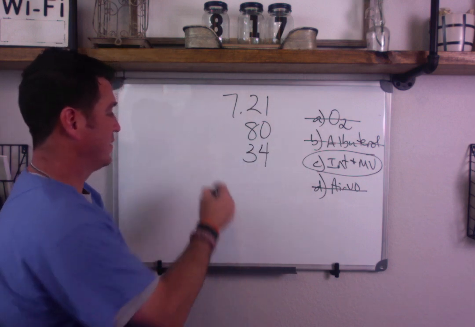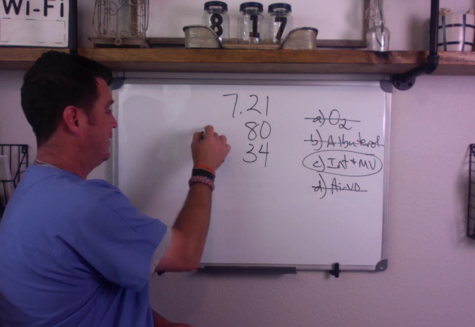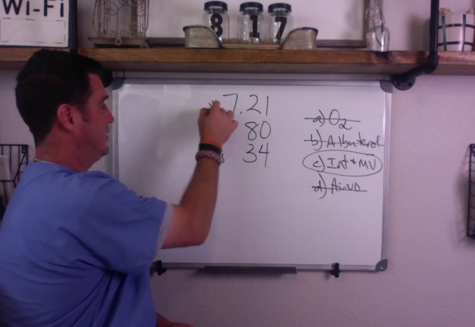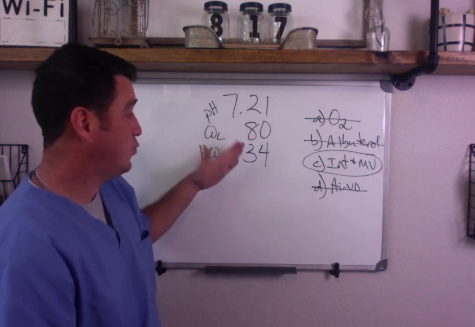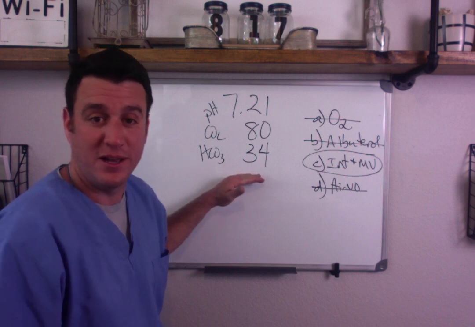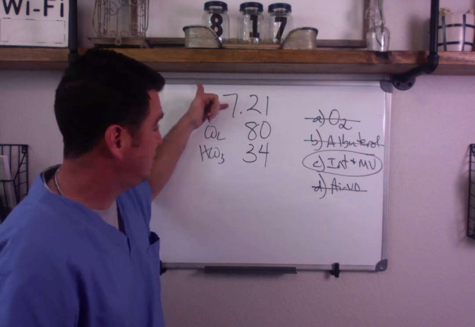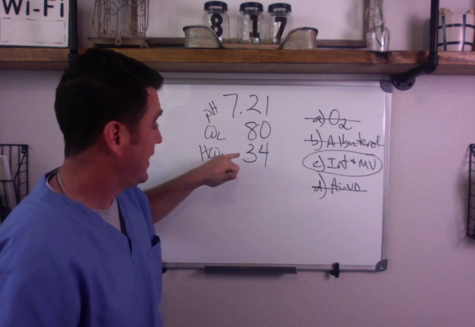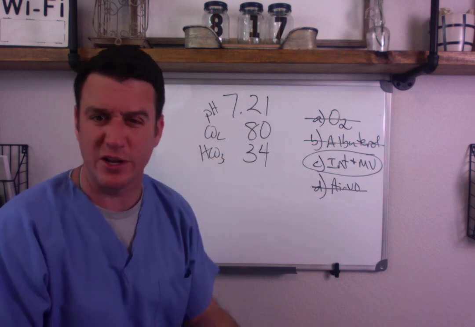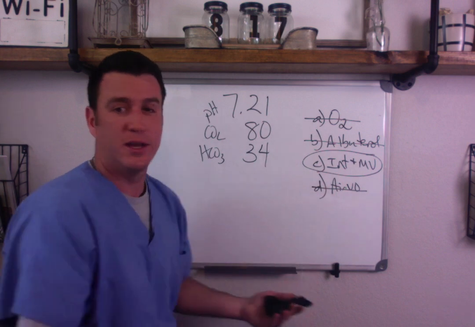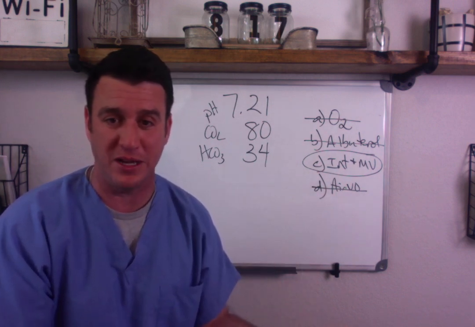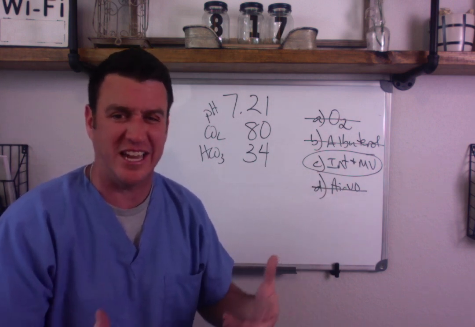Now, leave the same options up there and just change this right here. This is bicarb. Remember, this is bicarb. This is CO2. This is pH. Just change one number. And what we see now is that we have an acidotic pH with a high CO2 and a high bicarb. So what do we want to do now? Do we want to start them on O2? No, we don't even have any O2 information. We don't even have any information saying that they're hypoxemic.